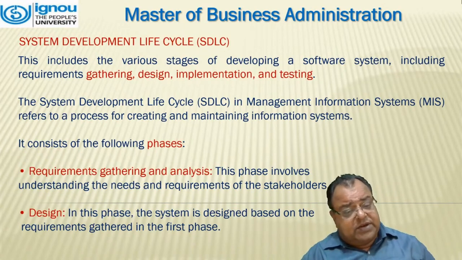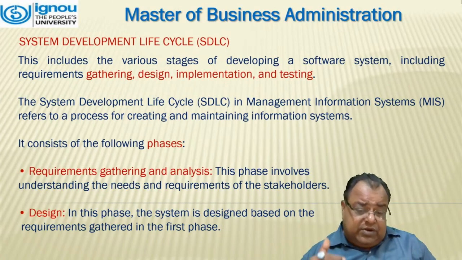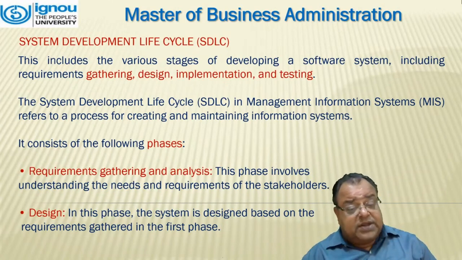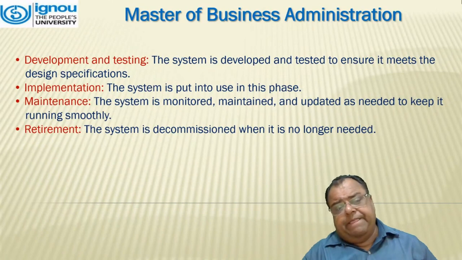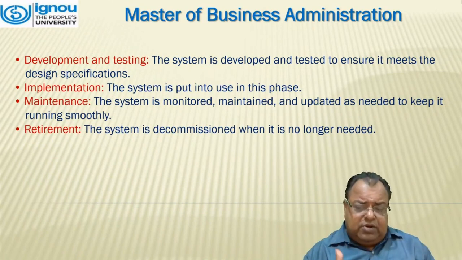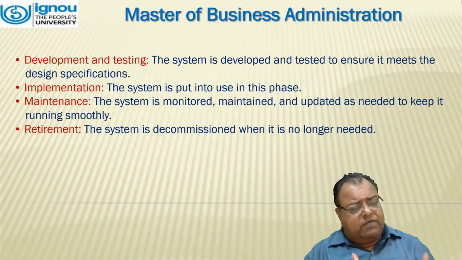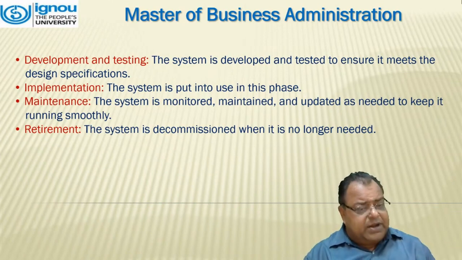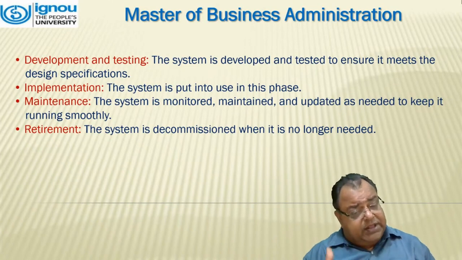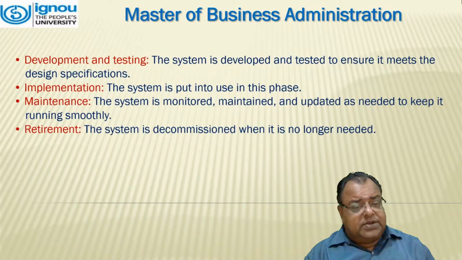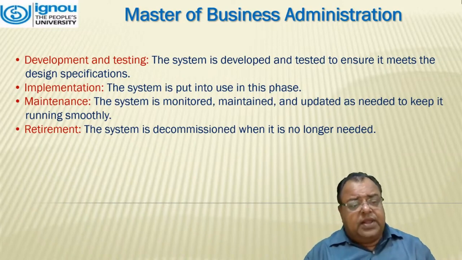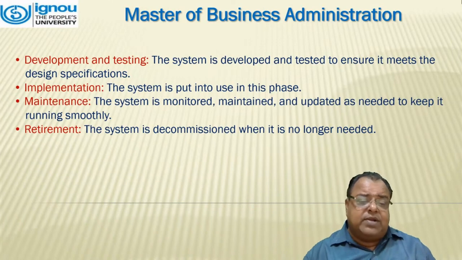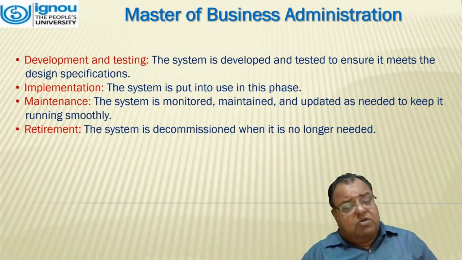First one. Second one is design. In this phase, the system is designed based on the requirements gathered in the first phase. Then comes development and testing. The system is developed and tested to ensure it meets the design specifications for which it has been made. Then comes implementation. The system is put into use in this phase. Then comes maintenance. The system is monitored, maintained, and updated as needed to keep it running smoothly. Then comes the last part, the retirement. The system is decommissioned when it is no longer needed.